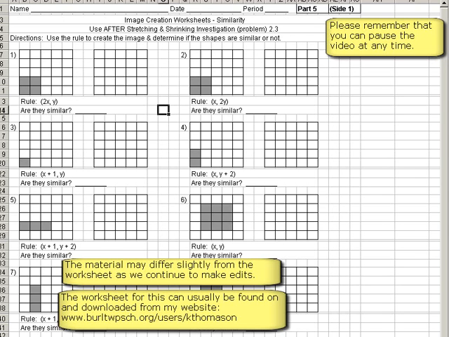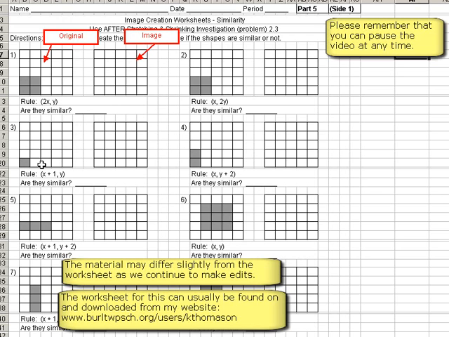This video is for part 5 of the image creation sheets. The directions say that we need to use the rule, which is right here, to create the image and determine if the shapes are similar or not. So we need to apply the rule (2x, y) against this original shape to create some image. Image is the term used for the new shape.